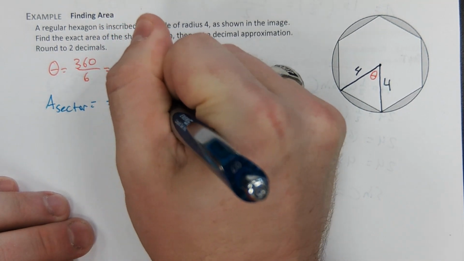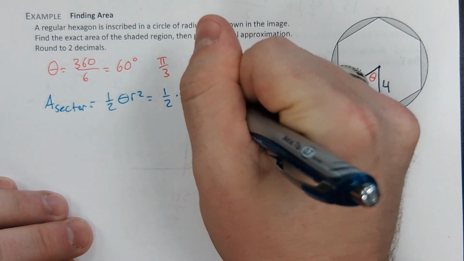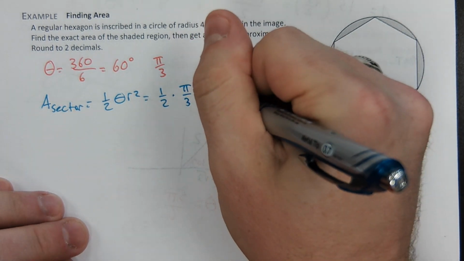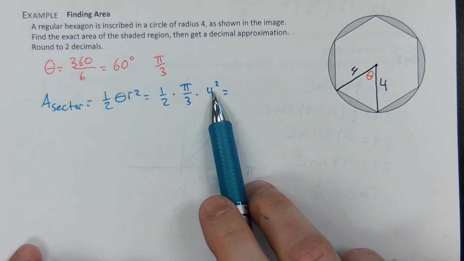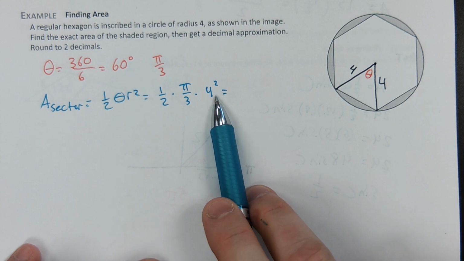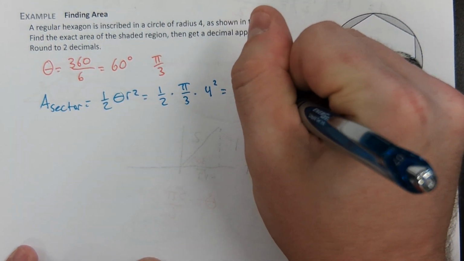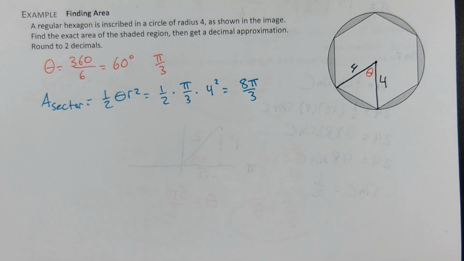1/2 theta r squared in radians. So 1/2 pi over 3. And our r is 4 squared. That's 16. What is half of 16? 8. So the area of the sector is 8 pi over 3. That's one sector. Hold on. Whoa, whoa. We're going to find the area of the segment and then multiply by 6.